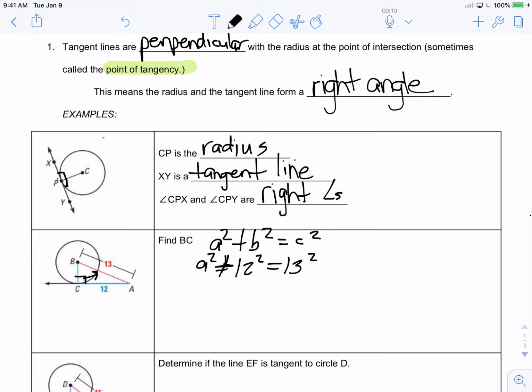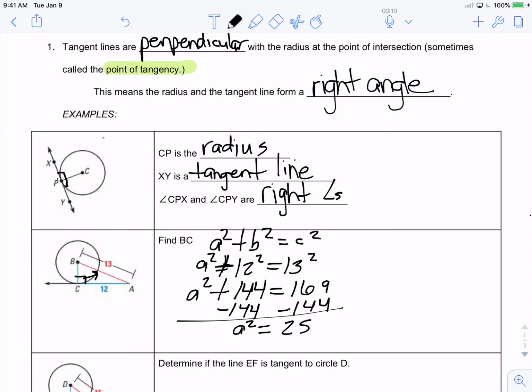So remember, squared just means it's times by itself. So a squared plus 12 times 12 is 144 equals 13 times 13, which is 169. I want to get this by itself, so I'm going to do the opposite of adding 144 by subtracting 144. And I'm left with a squared equals 25. Now to undo a squared, I'm going to take the square root, and that leaves me at a equals 5, which is the measure of BC.